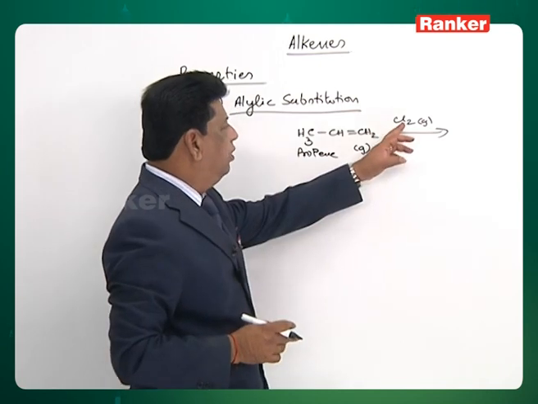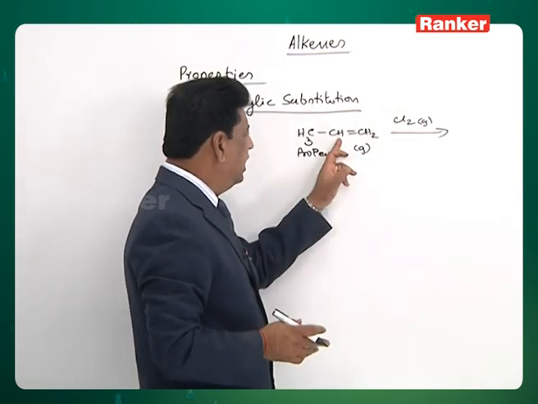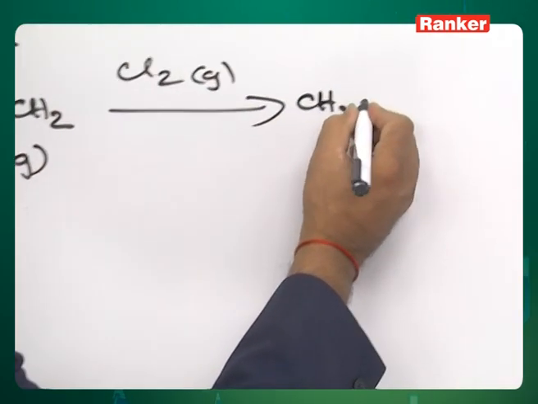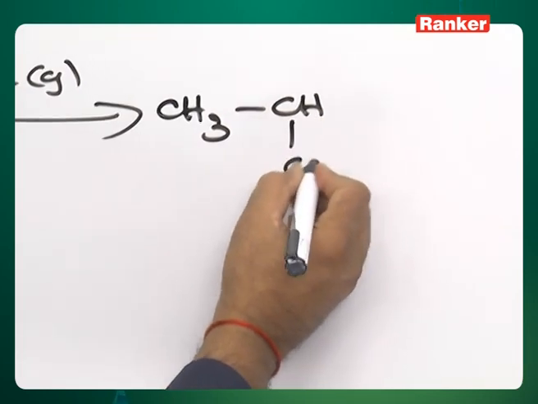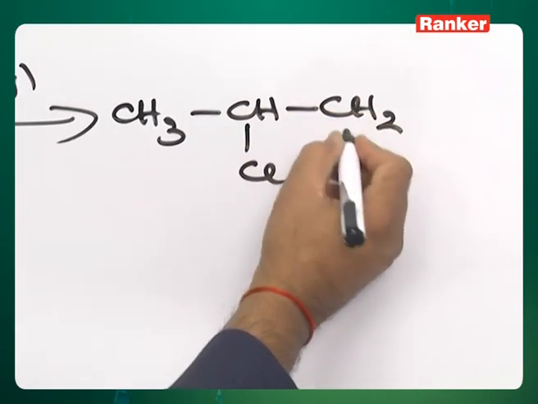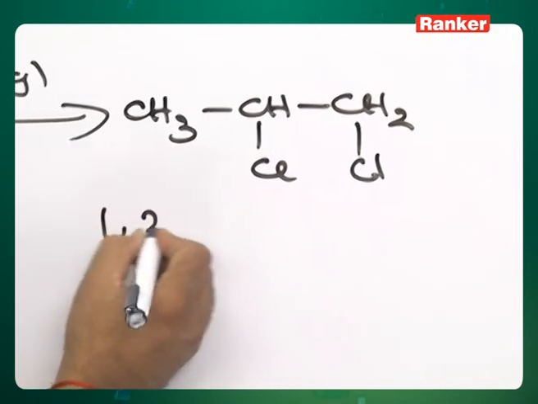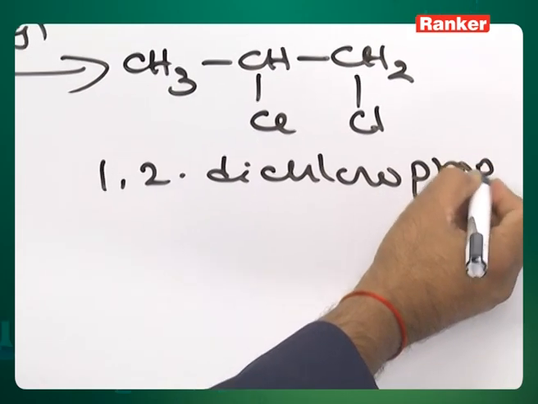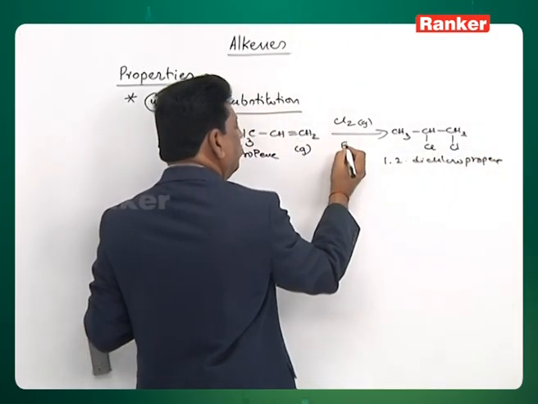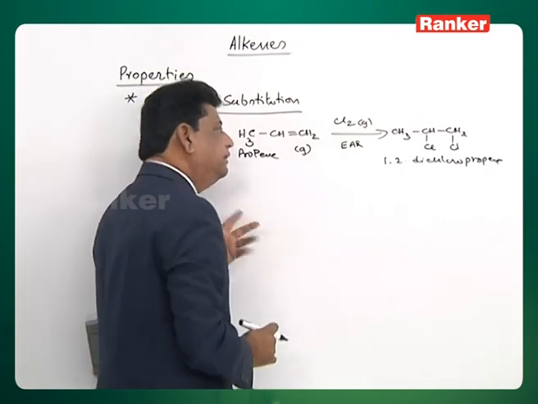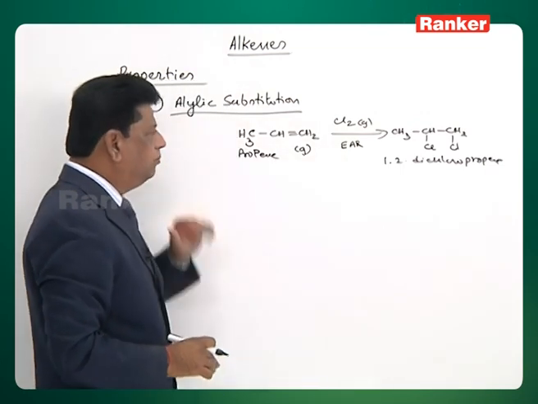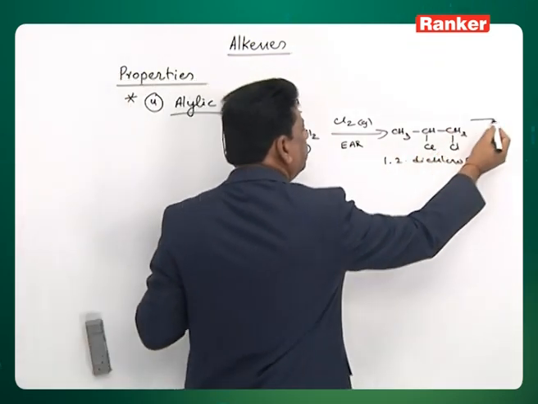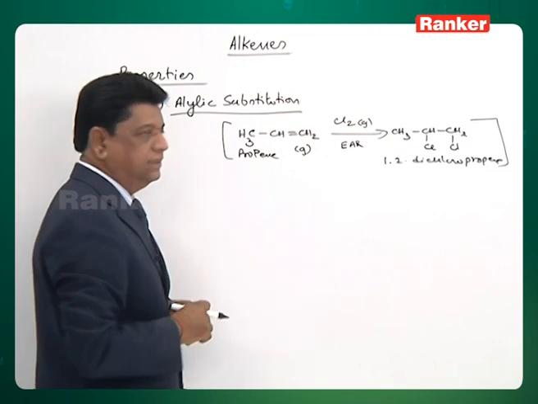What happens is that this chlorine will split into plus and minus, add one here and another there, and you will get a product with two chlorines, one at the middle carbon and one at the terminal carbon. You call it 1,2-dichloropropane. This is an example of an electrophilic addition reaction. This we have already completed under the first property. I am not going to explain it under this heading of allylic substitution.